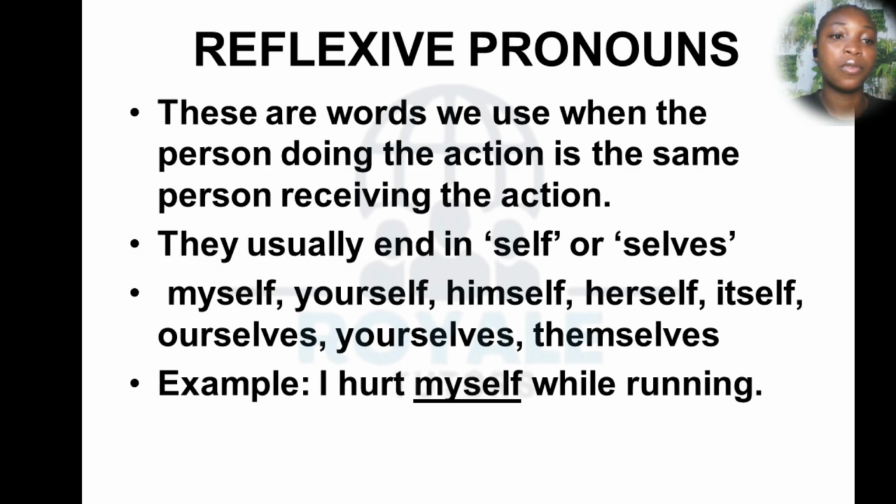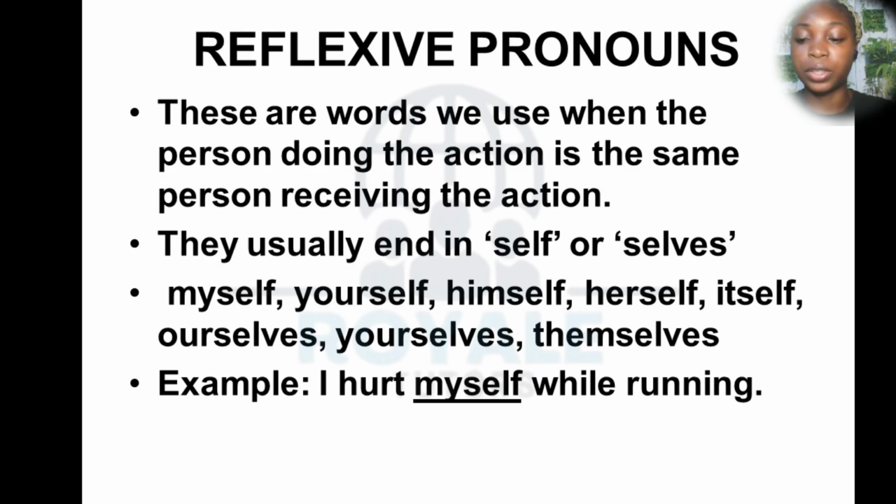I hurt myself while running. Now this is a question for you. Who hurts herself or who hurts himself? I, right? So I hurt. That means I am the subject. Now what is the object? Myself. I hurt myself. The same person doing the action is the same person receiving the action. I did the action, and then myself received the action. So you have I hurt myself while running.